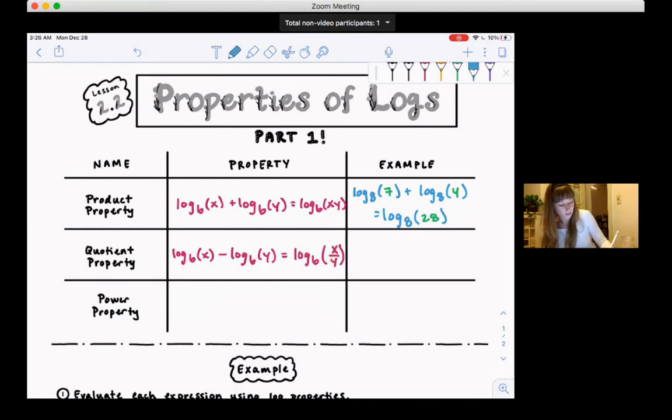So here's an example of that. Log base 12 of 100 minus log base 12 of 5 is equal to log base 12 of 100 divided by 5, which is 20. So subtraction on the outside is the same as a division on the inside.